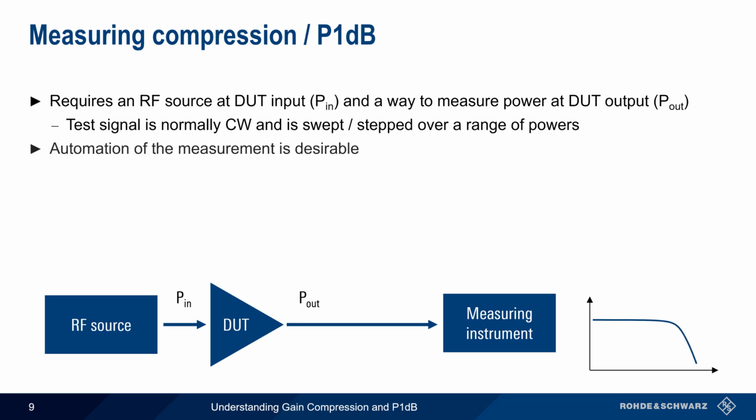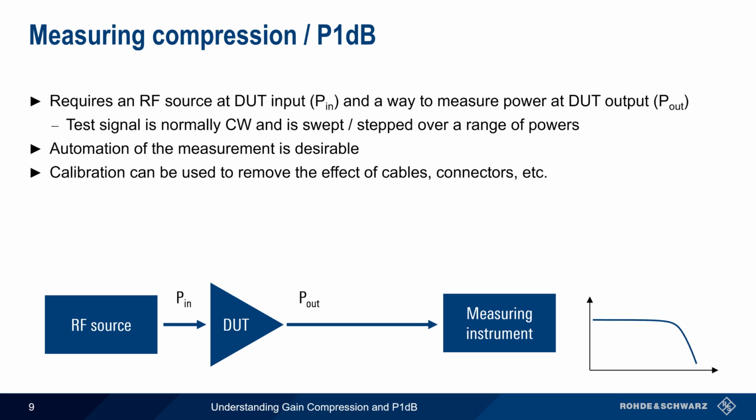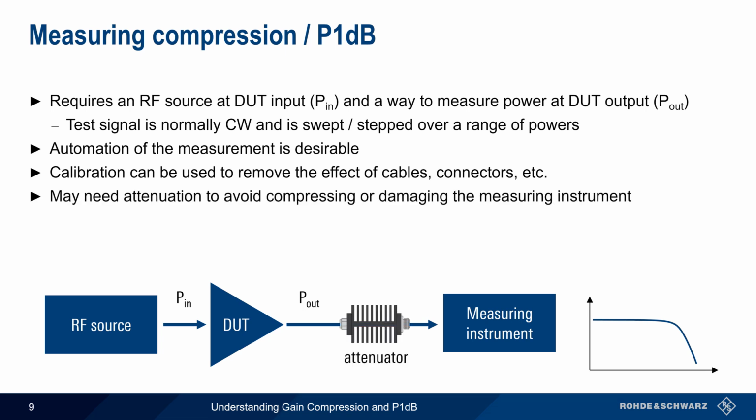Although this procedure can be done by hand, automation is desirable since this dramatically increases measurement speed and helps to avoid user error. If needed, calibration can also be performed to remove the effect of cables, connectors, etc. in the test setup. Depending on the gain of the device under test and the measuring instrument, it may be necessary to add an attenuator to the DUT output.